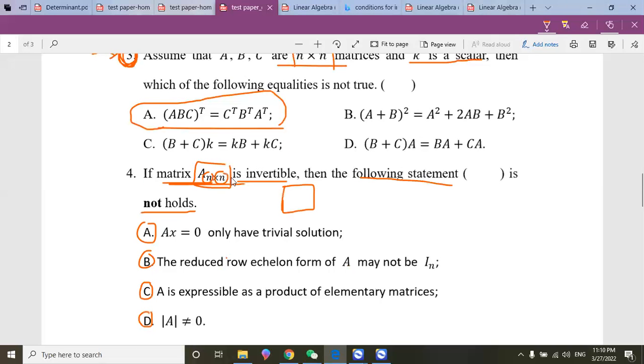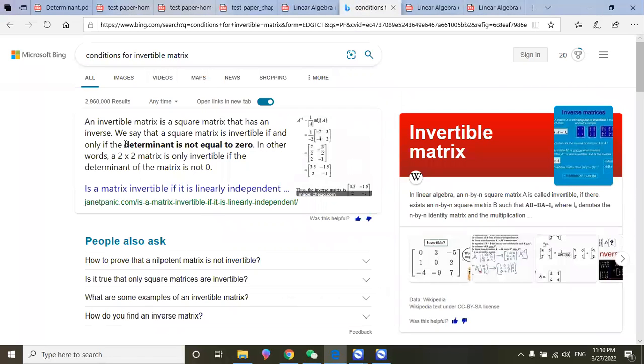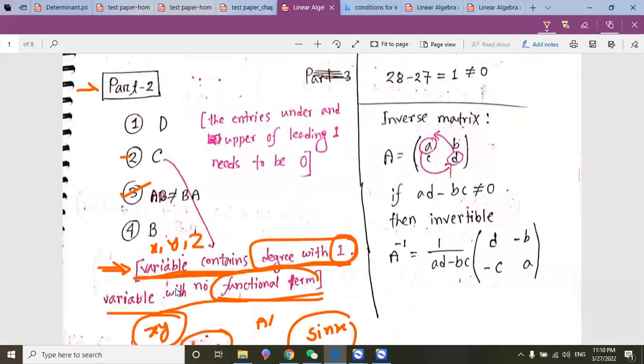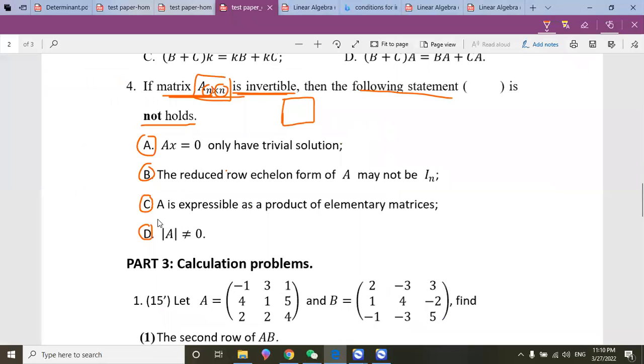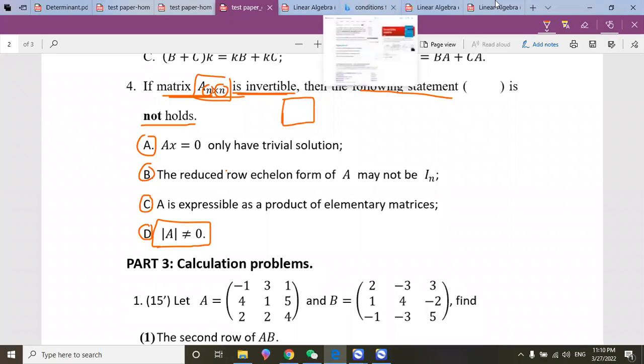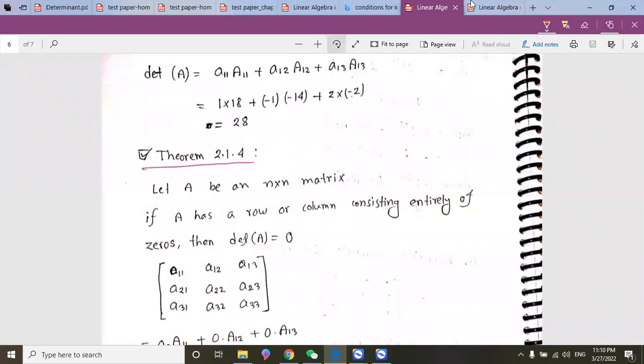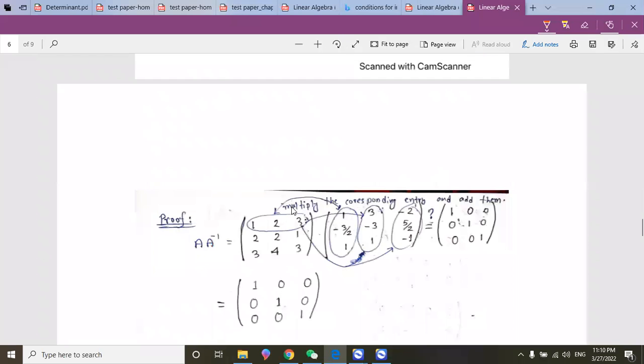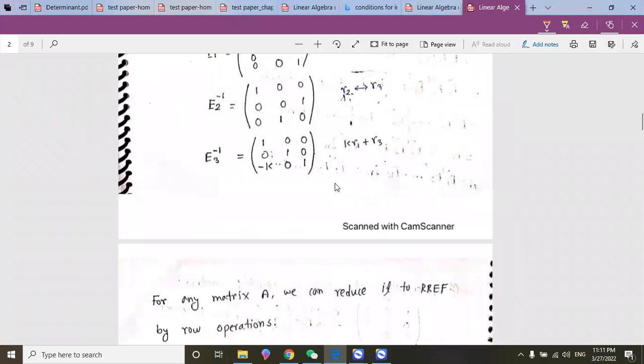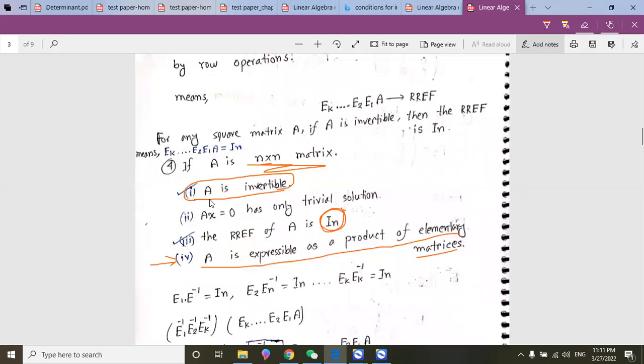So for an invertible matrix, the first condition is here: determinant is not equal to 0. Okay, this is the first condition. And the second condition is here: A multiplied by X equals 0 has only the trivial solution. That means only one solution.